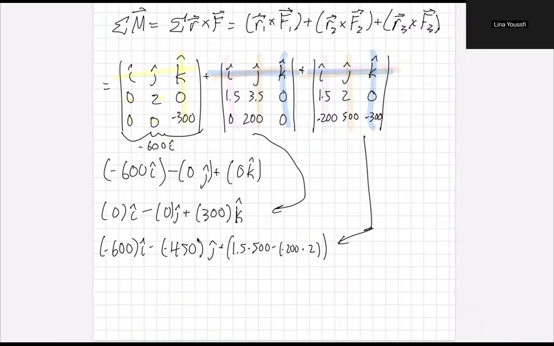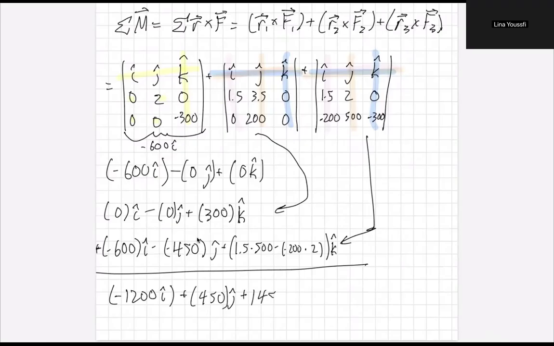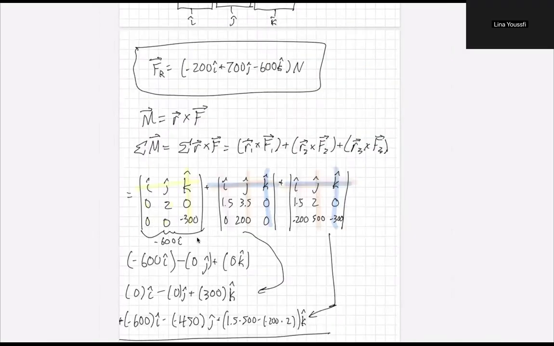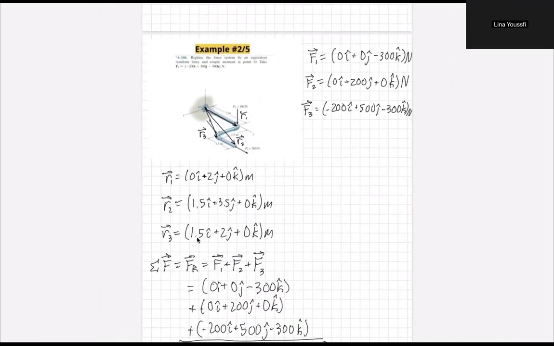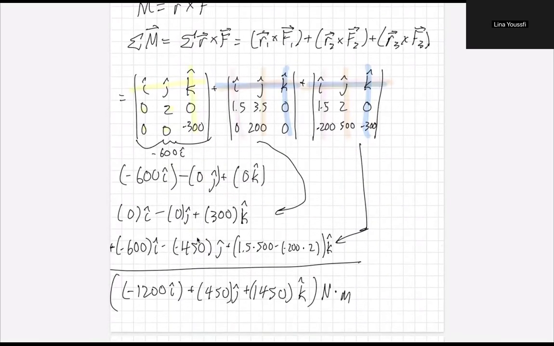All right. Now adding all of these up, and again, we're adding vectors here, so we've got to add the components. That's going to leave us with a negative 1200 in the I hat plus 450 in the j hat plus 1450 in the k hat. And this is all going to be in Newton meters since we're multiplying a radius times a force, where our radii are in meters and our forces are in newtons. So that gives us the final answer.